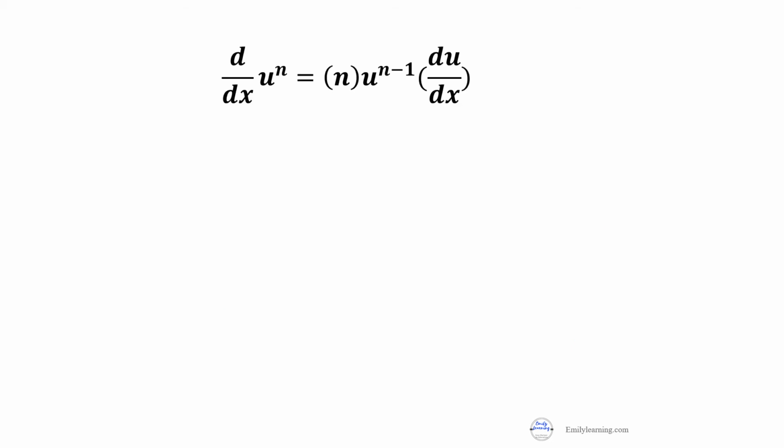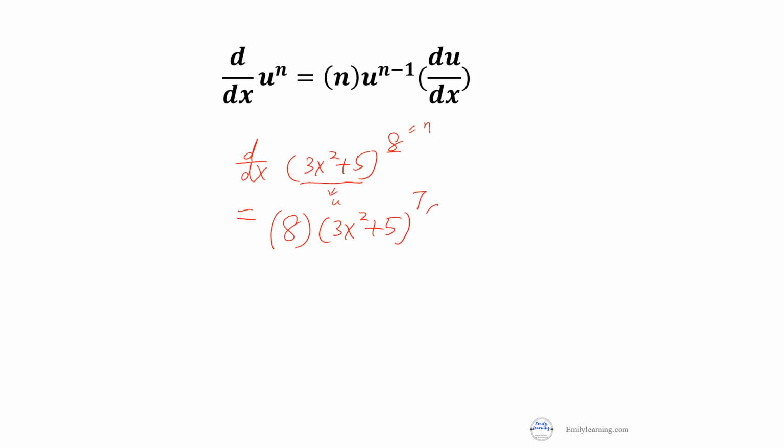Then we also learn about the chain rule. When you have u, which is an expression in terms of x, to the power of n, you can differentiate it by using this formula. Let me give you an example. I have d dx of 3x squared plus 5 to the power of 8. So n is equal to 8, and 3x squared plus 5 is u. I'll bring down the power, which is 8, power minus 1, so 3x squared plus 5 to the power of 7. Then I'll differentiate 3x squared plus 5, which is 6x. Simplifying it, I get 48x times 3x squared plus 5 to the power of 7.